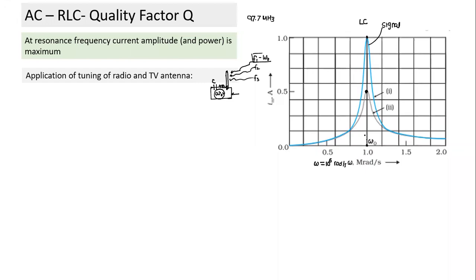Now suppose I turn my knob and change the frequency so it drops to something like 0.8 times 10 to the power 6. What will happen in the circuit? The current will drop, from here to here. And the sound we hear is proportional to the square of the current, the power. What will happen to the sound also?